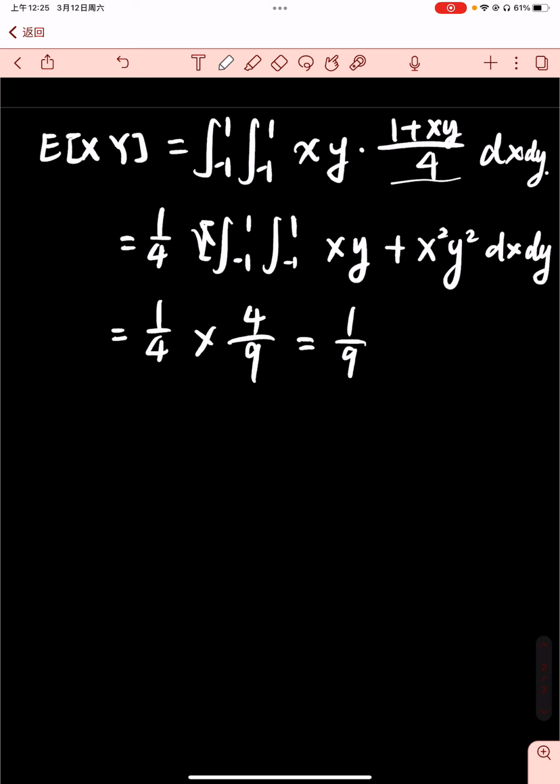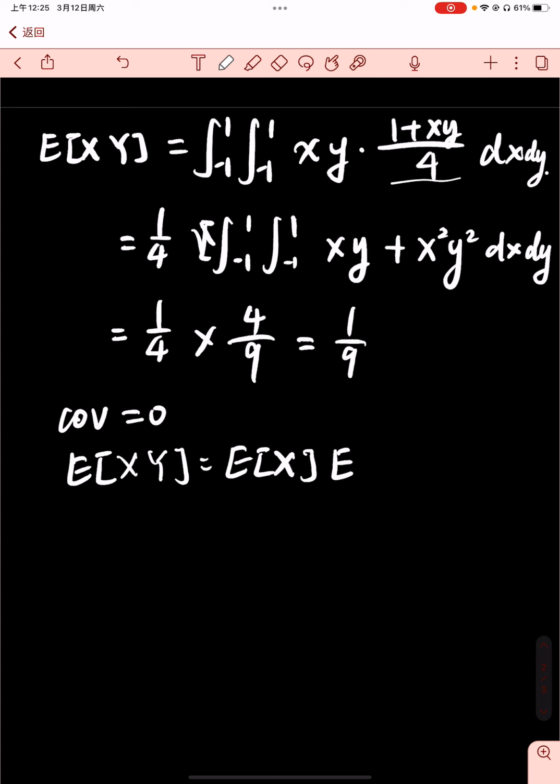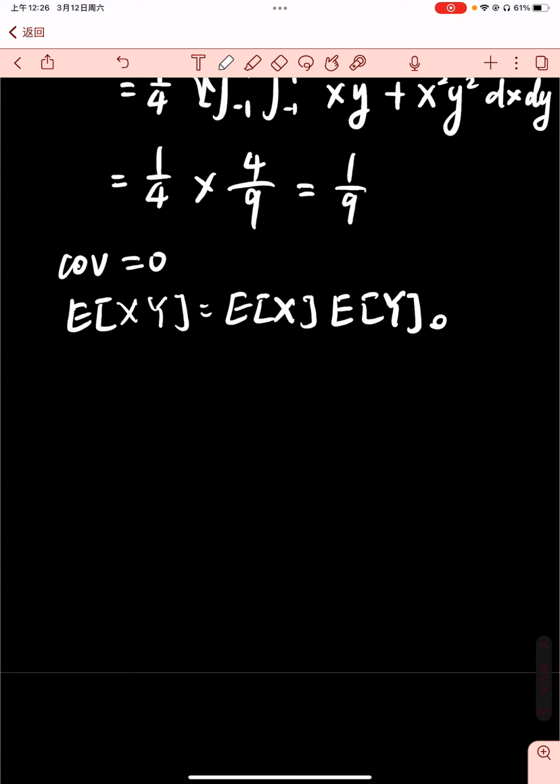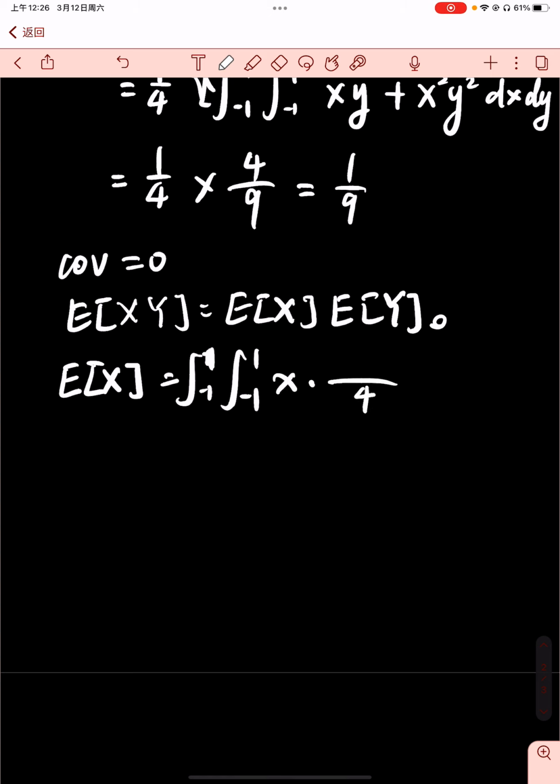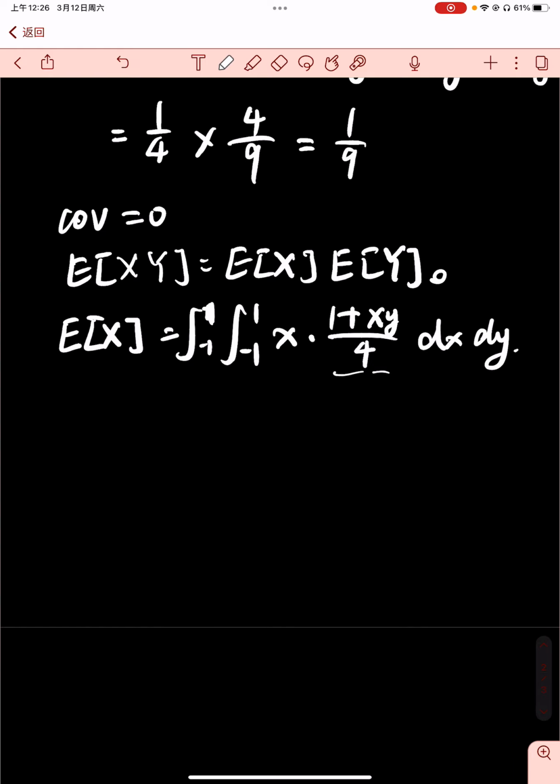To check whether x and y are uncorrelated, we need the covariance to equal 0, meaning the expected value of xy equals the product of the expected values of x and y. First we check the expected value of x, which is the double integral of x times the joint density function, (1 plus xy) over 4, over both x and y. We receive a result of 0.